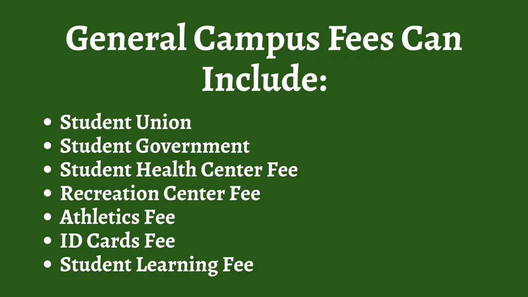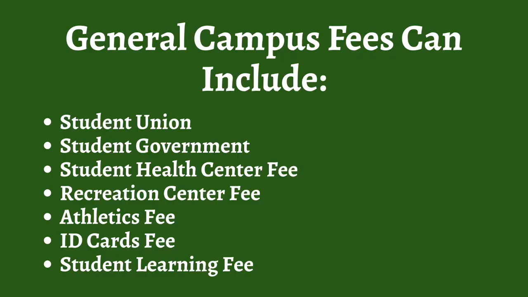Now, these fees could include a student union fee, so keeping up the student union building. It could have a student government fee, so maintaining the student governing body. There could be a fee for the rec center, so the gym. There could be a fee for athletics, so to keep the athletic teams funded. There can be a fee for campus ID cards because most schools, their student needs to have an ID card to use many of the resources. And there also can be a student learning fee.